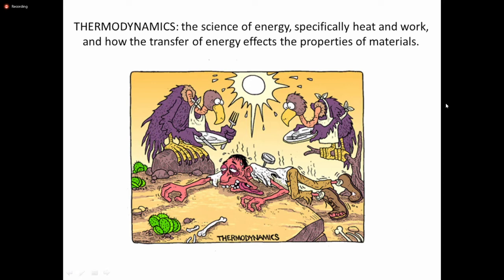The picture is self-explanatory. We take the food, work basically takes place, it gets converted into the form of energy, and we become the food for others. So there is a conversion of energy from one form to the other form. Specifically in basic thermodynamics, this energy we call heat and work. So thermodynamics is the science of energy, called heat and work, and how the transfer of energy affects the properties of the material.